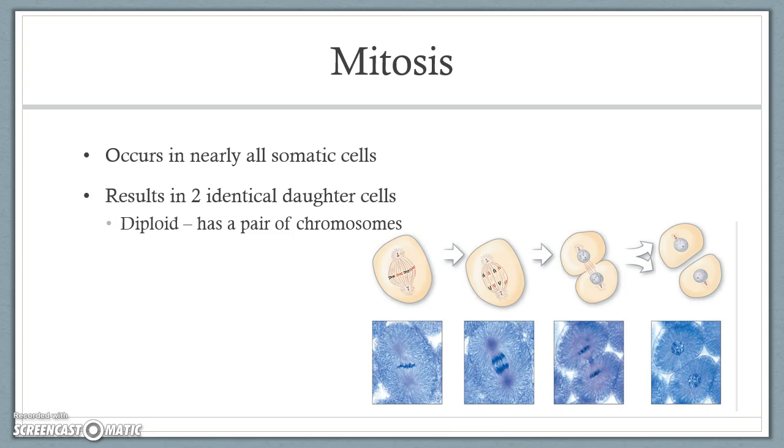Recall that the cell cycle involves the process of mitosis. This is defined as division of the nucleus, and the result is two identical daughter cells. The original cell and the daughter cell are diploid, meaning that they have two of each chromosome, or a pair. For example, in the human, there are 23 pairs of chromosomes, or a total of 46 chromosomes. This process of cell division occurs in almost all somatic cells.